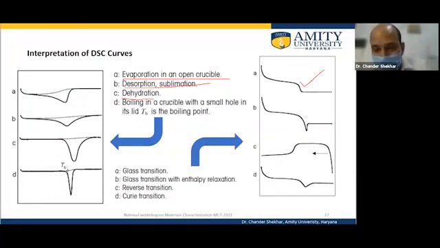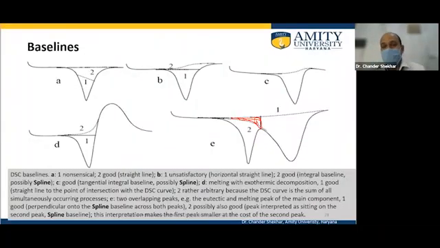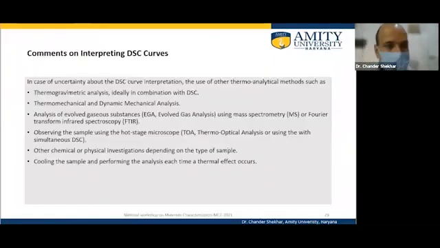For example, this is the glass transition. This is glass transition with a small enthalpy relaxation, and then in case of reverse transition as the glass transition, and then this is the Curie transition in case of the magnetic materials. So what are the comments for interpreting the curves?